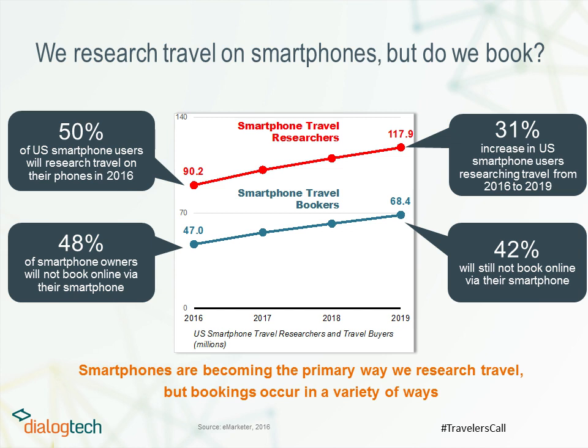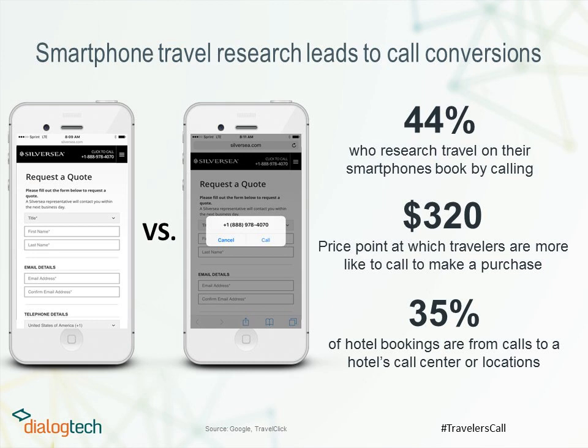And you can see the data for 2019, there's going to be an even higher increase of 31% more people using their smartphones as their primary device for researching travel, but still a great deal of them are not booking online on their smartphones. So it's really important to know that people are researching on their phones as their primary device, but bookings are happening in a variety of other ways. And one of those ways, the way we're going to focus on today, is the call conversion. They're booking over the phone.